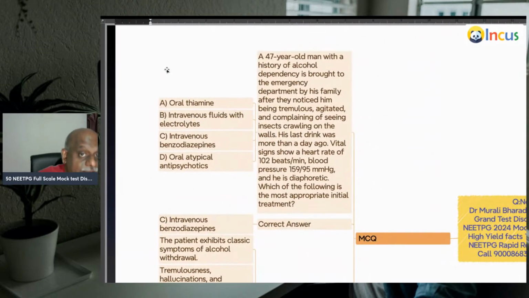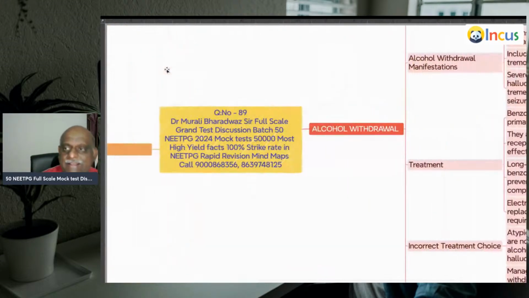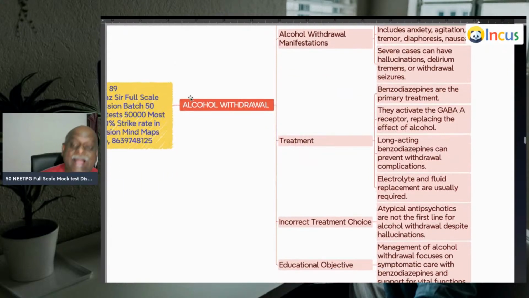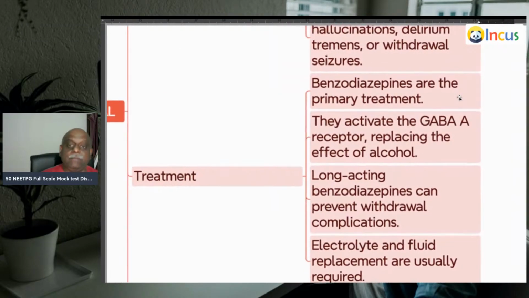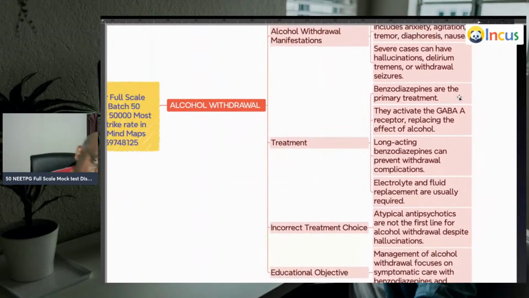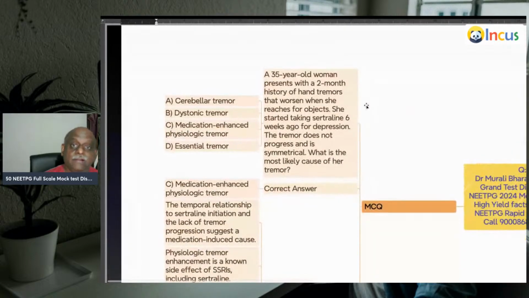A 47-year-old with a history of alcohol dependency comes to the emergency room, tremulous, agitated, seeing insects crawling on the walls. So these are classic symptoms of alcohol withdrawal, which is treated with intravenous benzodiazepines, considered the primary treatment. They activate the GABA-A receptor, replacing the effect of alcohol. Long-acting benzodiazepines can prevent the withdrawal complications. You need to be very sure.